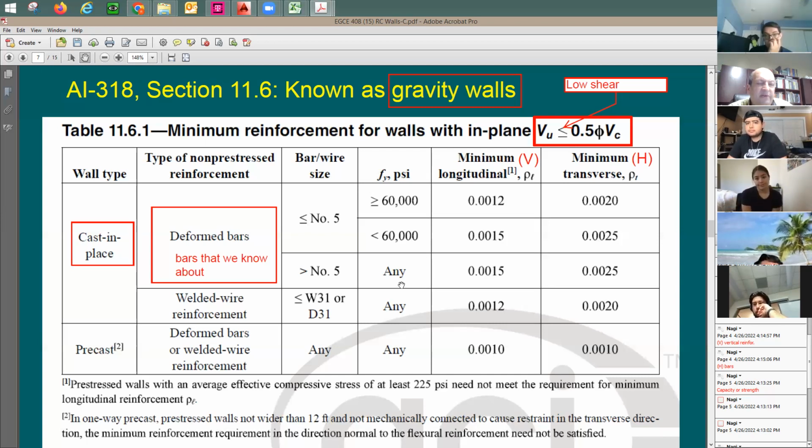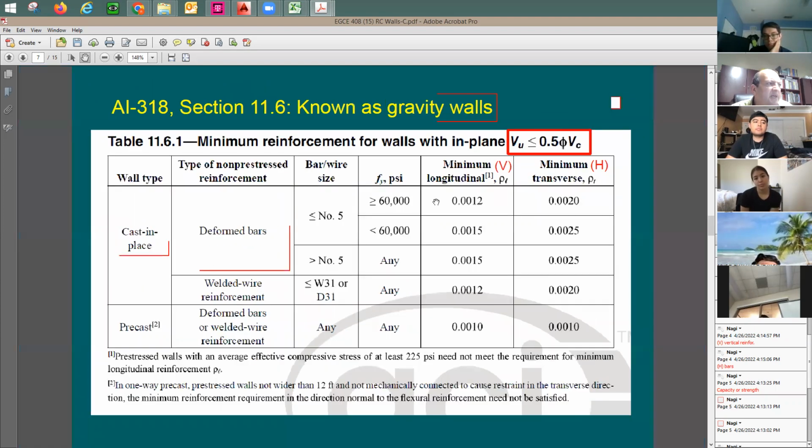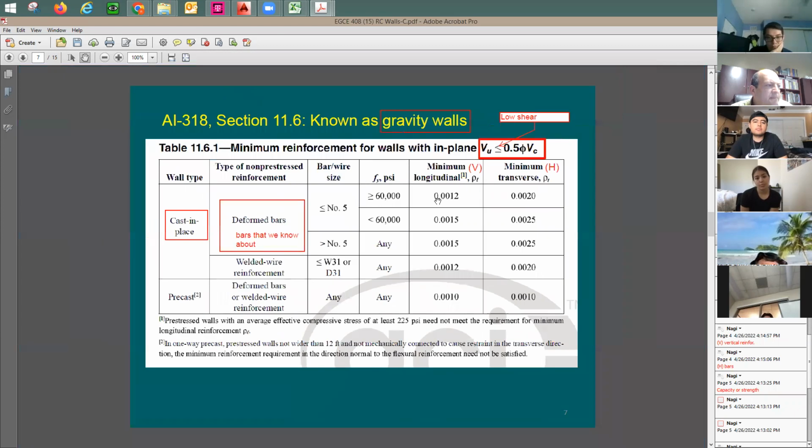So you need to decide, are you using number 5 and smaller? It's going to be here, 60, here's the minimum vertical, minimum horizontal, that's it. If you're going to go, let's say, with more than number 5, like number 6, number 7 rebars, here's the minimum vertical, minimum horizontal. So you need to be able to read this table and go through it and pick the appropriate minimum steel ratio that you have in here. Okay.